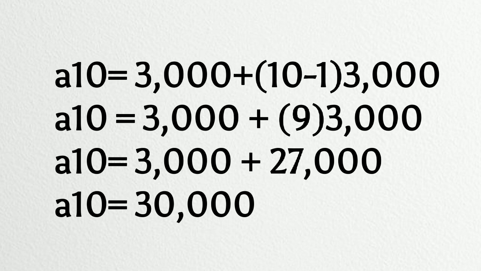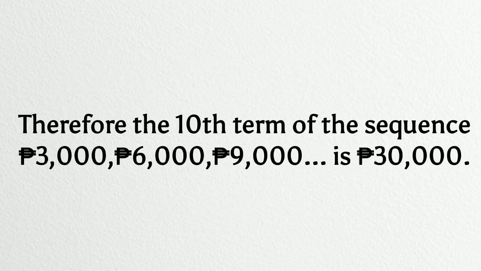Then perform the indicated operation. So 10 minus 1 is equal to 9. 9 times 3,000 is equal to 27,000. And 27,000 plus 3,000 is equal to 30,000. Therefore, the 10th term of the sequence 3,000 pesos, 6,000 pesos, 9,000 pesos is 30,000 pesos. That is why arithmetic sequence is important for me as a working student.